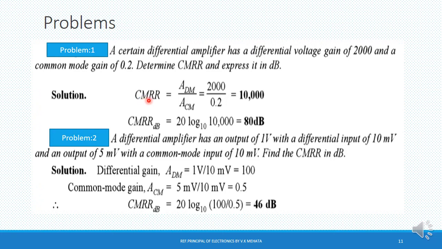First let us determine the CMRR, and afterwards that CMRR is expressed in dB. In your notebook, first write the given things, next try to write the solution. We know that CMRR is equal to ADM divided by ACM. ADM is equal to 2000 and ACM is equal to 0.2. Find out its value. In the previous slide we studied how to express the CMRR in dB, that is 20 log of CMRR. 20 log of CMRR, which is 10,000, is equal to 80 dB.